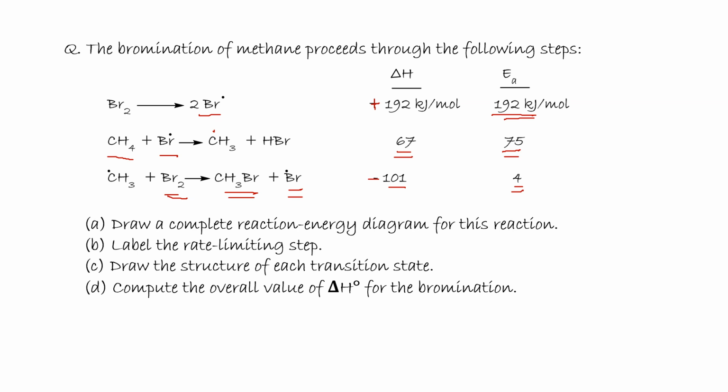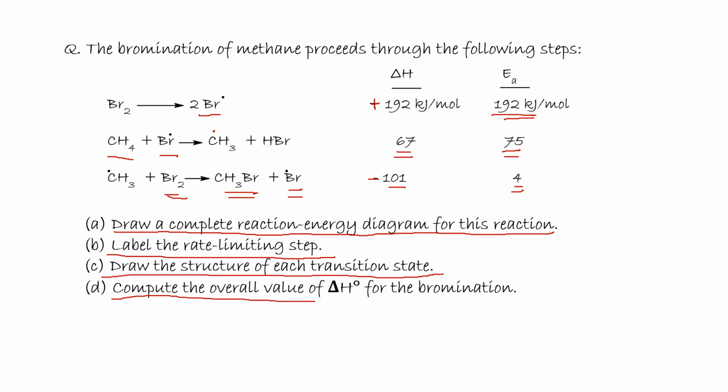The question here is asking us to draw a complete reaction energy diagram of this reaction, label the rate limiting step, draw the structure of each transition state, and compute the overall delta H for the bromination. First, draw the complete reaction energy diagram. Number 2, label the rate limiting step. Number 3, draw the structure of each transition state. Compute the overall delta H, the enthalpy of the bromination.